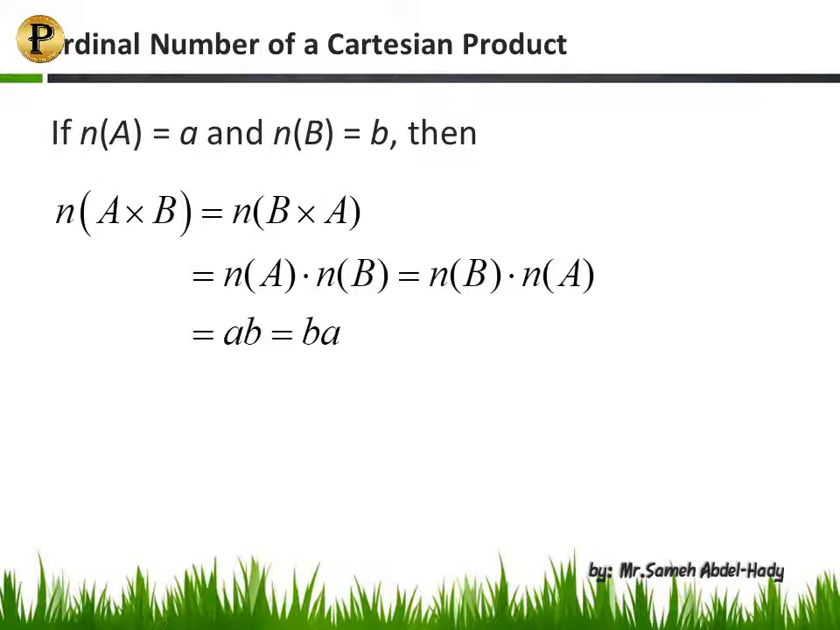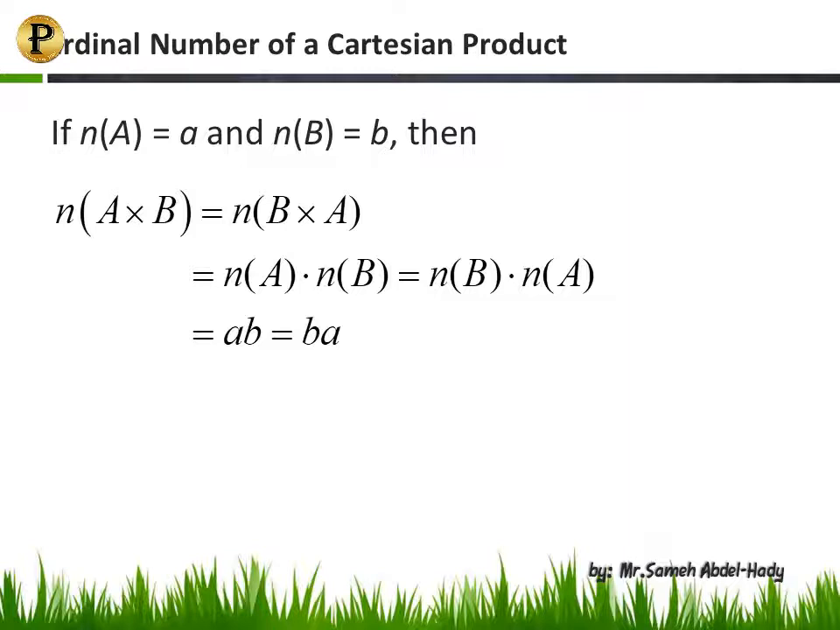If I want to know the number of ordered pairs in the Cartesian product of two sets, it's called the cardinal number, or number of elements, the number of ordered pairs in the Cartesian product set. The number of them equals the number of the first set multiplied by the number of the second set.